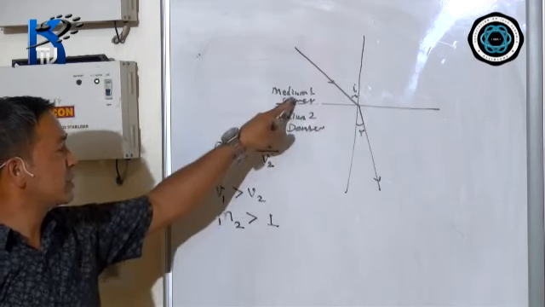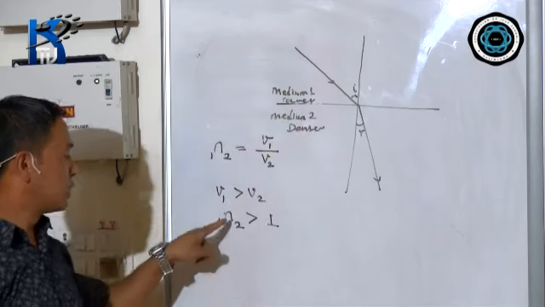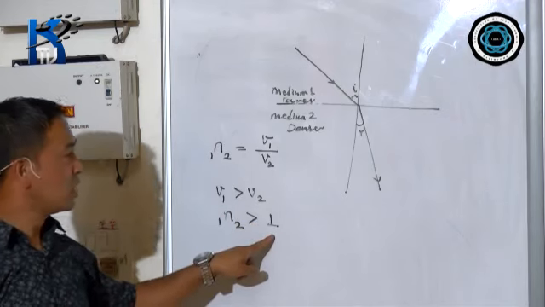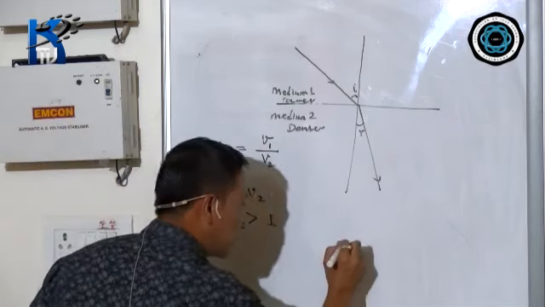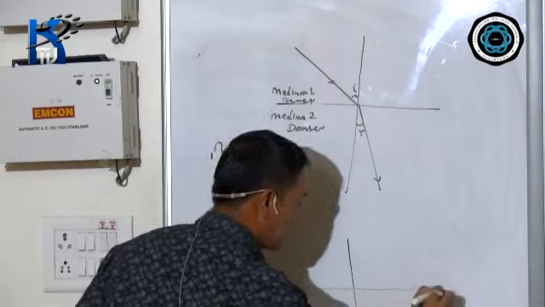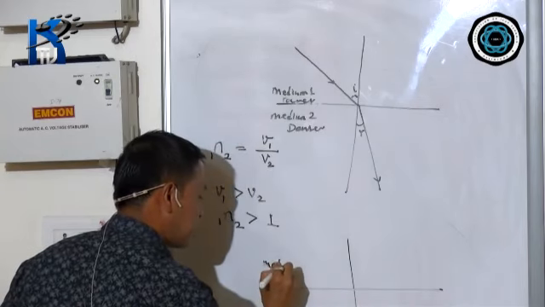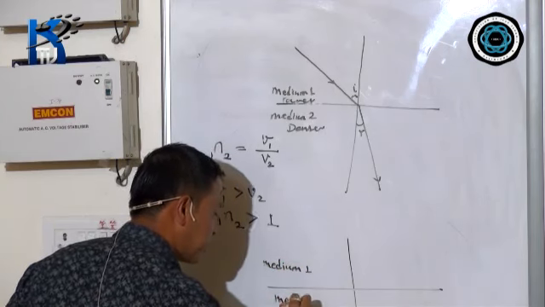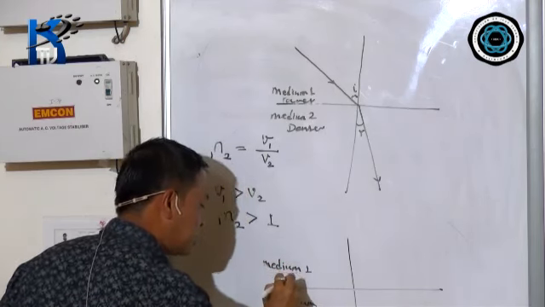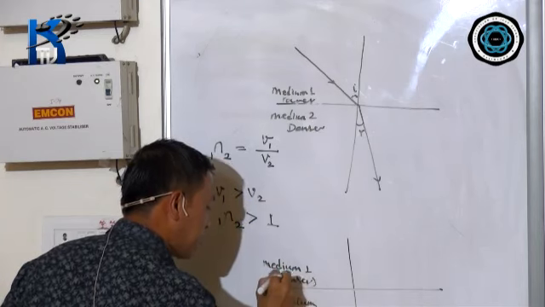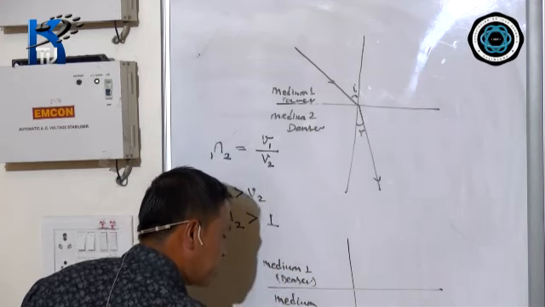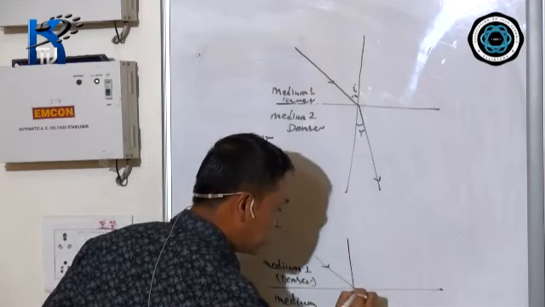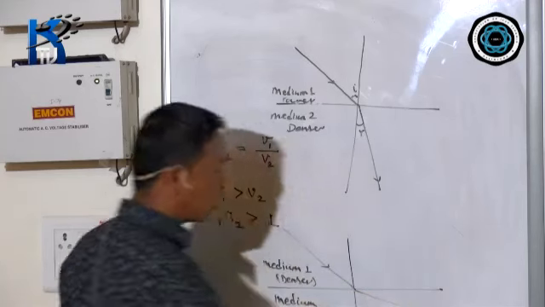So let me take the case like if light passes from air to water, refractive index of water with respect to air is always greater than 1. Now, but if the light happens to pass from medium 2 to medium 1, let me write this medium 1 and medium 2. And if medium 1 is a denser medium and medium 2 is a rarer medium, as you know, the diagram says that if light passes from denser medium to rarer medium, light bends away from the normal.